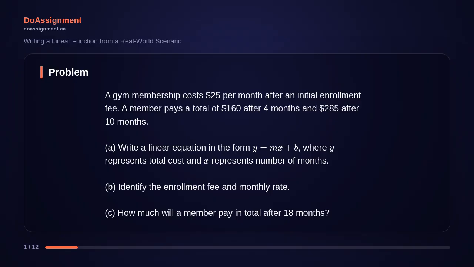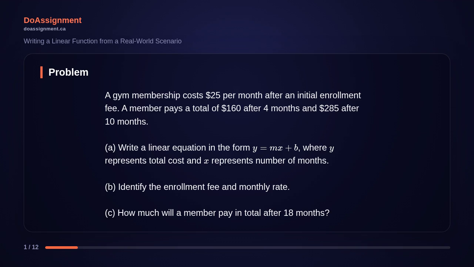Part A. Write a linear equation in the form y equals mx plus b, where y represents total cost and x represents number of months. Part B. Identify the enrollment fee and monthly rate. Part C. How much will a member pay in total after 18 months?